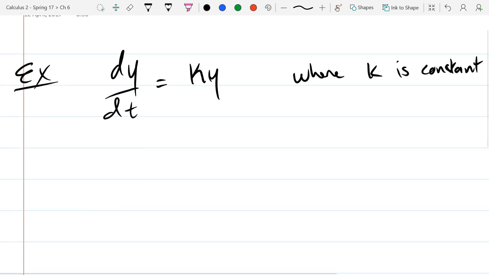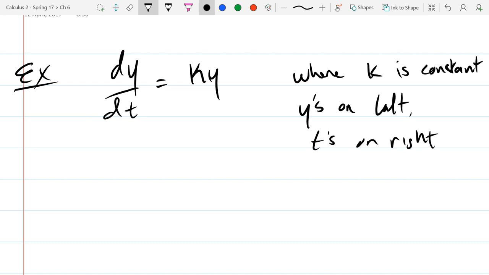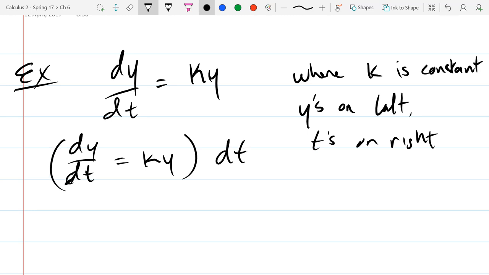The way we're going to solve this, we're going to collect all the t's on one side, all the y's on the other, and then think about how to get rid of the dy dt. So I want all the y's on the left, and our t's on the right. k is constant, so it doesn't matter what side k lands on. I'll just leave k on the right side. Now I'm going to do something a little strange. I'm going to treat this dy dt like it's a fraction, so I'm going to multiply by dt.